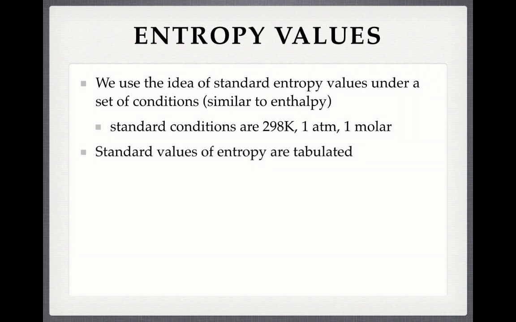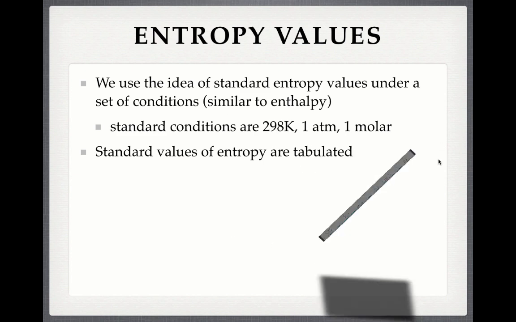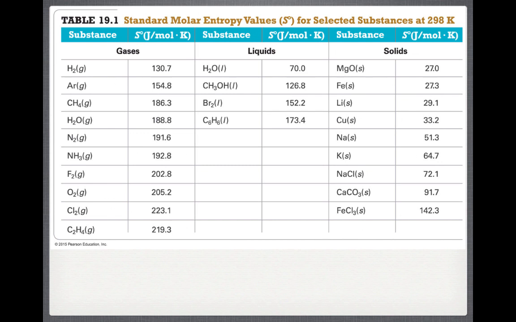And a lot of our standard values of entropy are tabulated. We have a small table here in the next slide. The back of your book has an extensive collection of tabulated entropy values, but here's just a brief table from your book. We see there that things like our gases have very large entropy values. Our liquids are a little bit lower than that, and solids generally are a little bit lower than that as well. But there is a range in there depending on how complicated the molecule itself is.